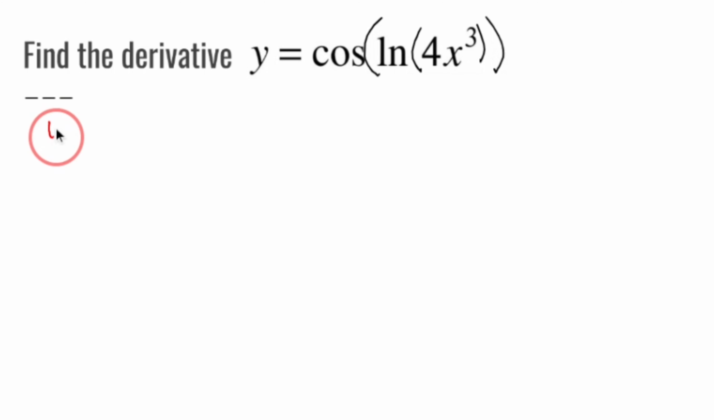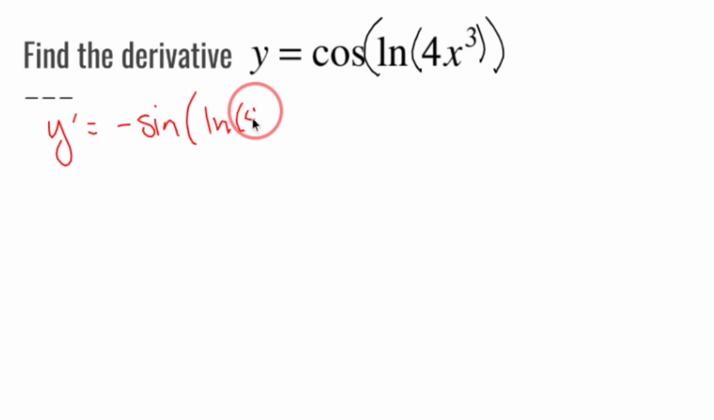When you're taking the chain rule, you take the derivative of the outside, right? So the derivative of cosine is negative sine. Keep the inside, so ln of 4x cubed, and then multiply the whole thing by the derivative of the inside stuff. Now, the derivative of this inside stuff has me doing chain rule again. So multiply the whole thing by the derivative of the inside stuff.